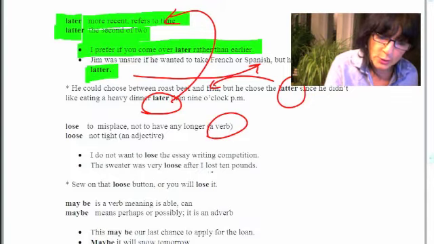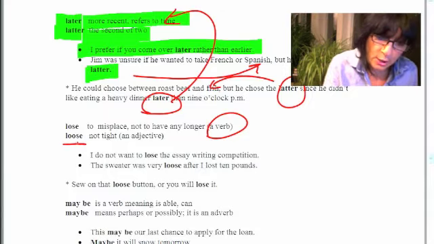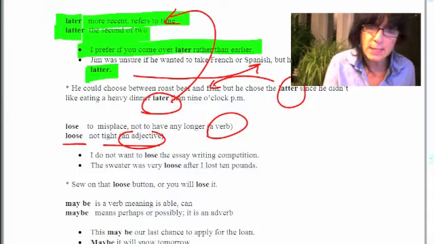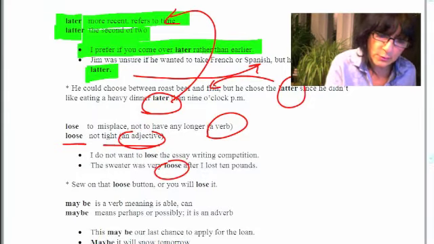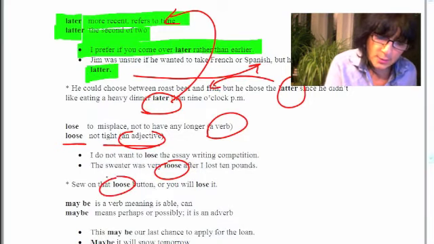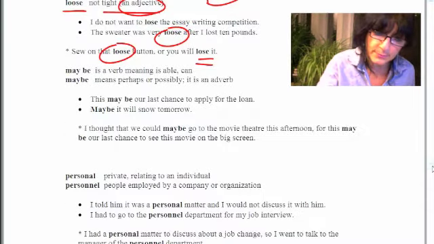I do not want to lose the essay writing competition. So it's the verb. Loose is not tight, and it's an adjective. The opposite of being tight is loose. The sweater was very loose after I lost 10 pounds. Using them both in a sentence: fix that loose button, or you will lose, the verb, you will lose it. You'll lose the button.